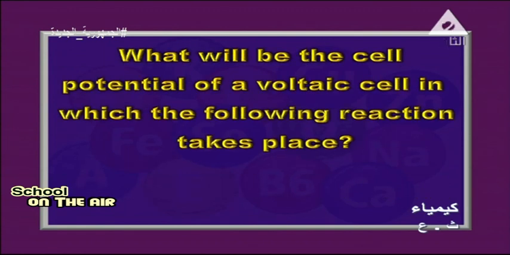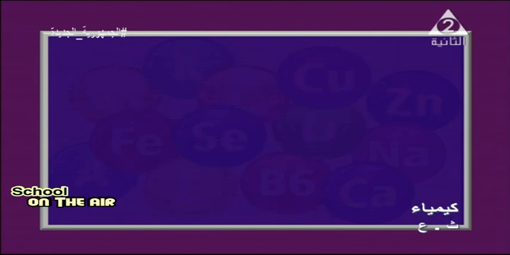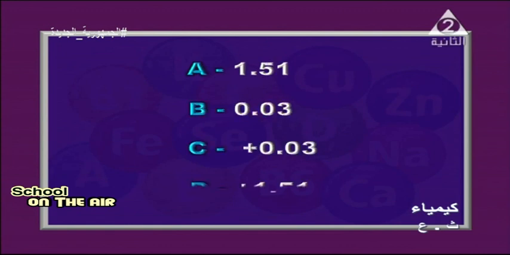So, what will be the cell potential of the voltaic cell in which the following reaction takes place? Here, my dear student, we are not going to choose the greatest reduction potential for the cathode and the lowest for the anode. We are going to choose the anode and the cathode based on the equation here. Which is oxidized will be the anode, and which is reduced will be the cathode. So according to this reaction, chromium is oxidized, while Fe³⁺ is reduced. So chromium is the anode and iron is the cathode. So here we get the EMF of the cell, which will be positive 1.51 volt.